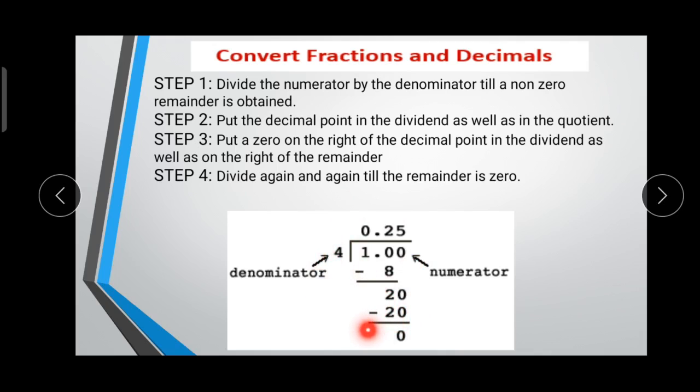Now I hope you understand how to divide it. So at the beginning the question was 1 by 4. Now the answer is 0.25. So this is how we convert between fraction and decimal, children.